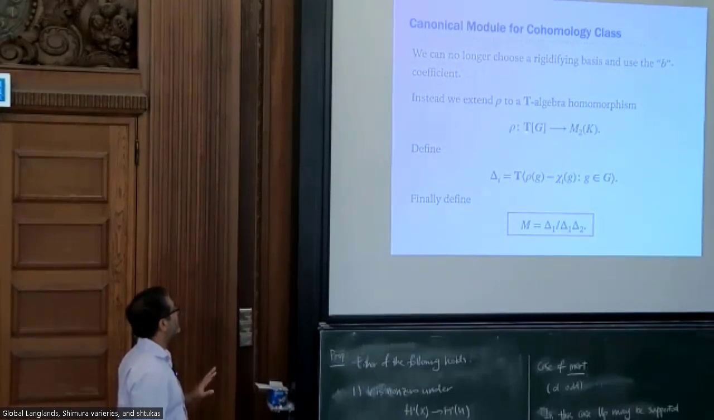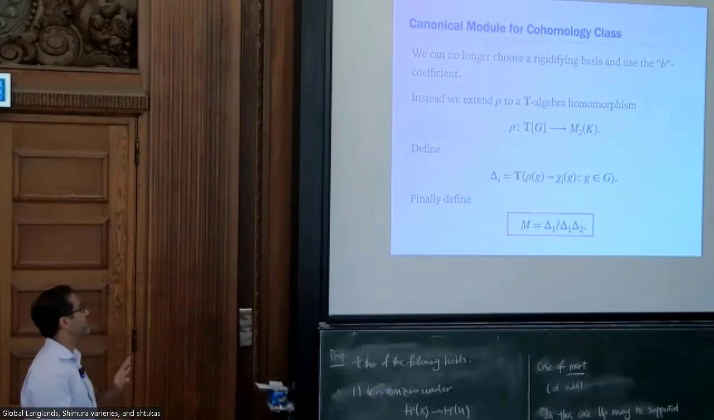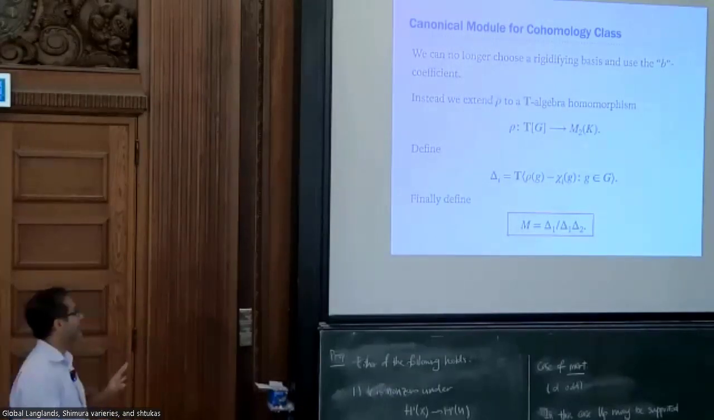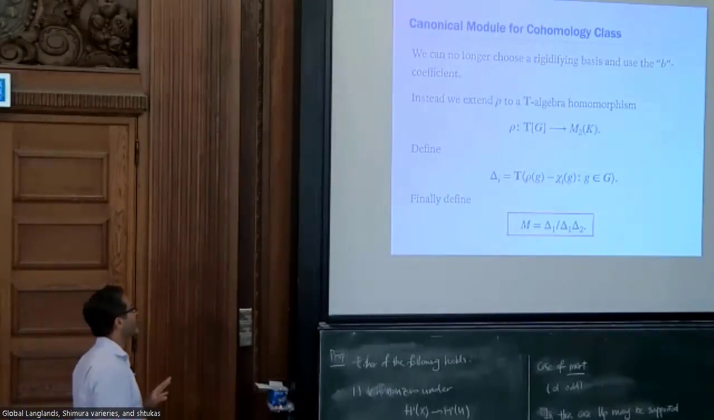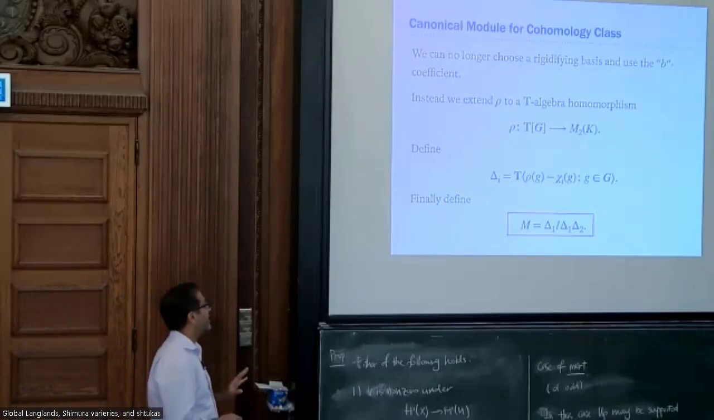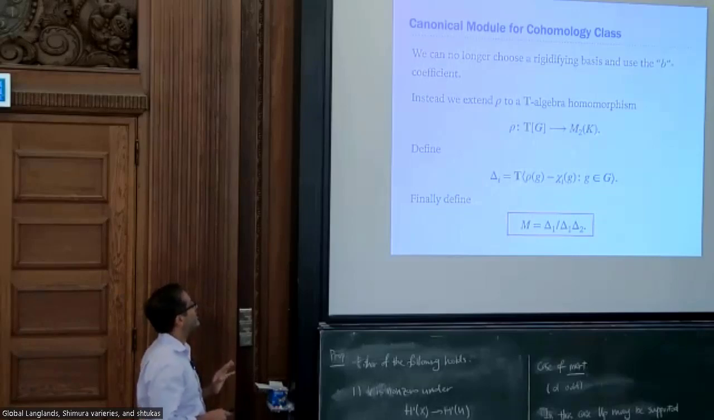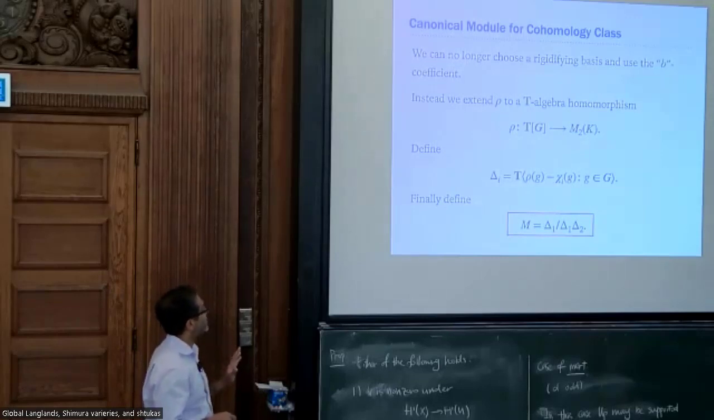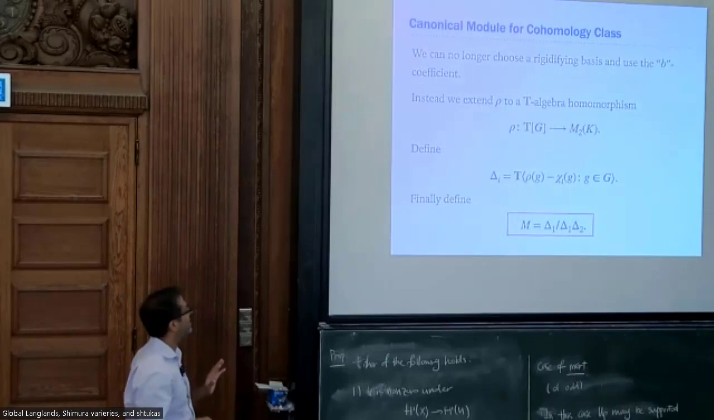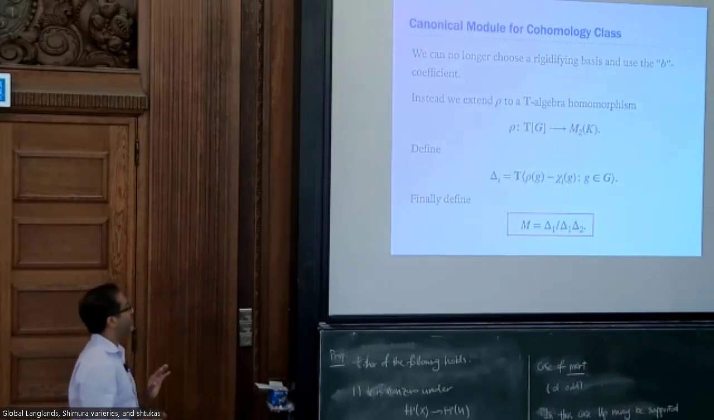So first of all, you extend rho from a group homomorphism to a T-algebra homomorphism from T bracket G, which is the ring of 2 by 2 matrices over K, and then you define delta i to be the image under rho of these twisted augmentation ideals. So you look at G minus chi i of G, and you look at the image under rho of those. This is a scalar matrix chi i of G here, and you call that delta i.